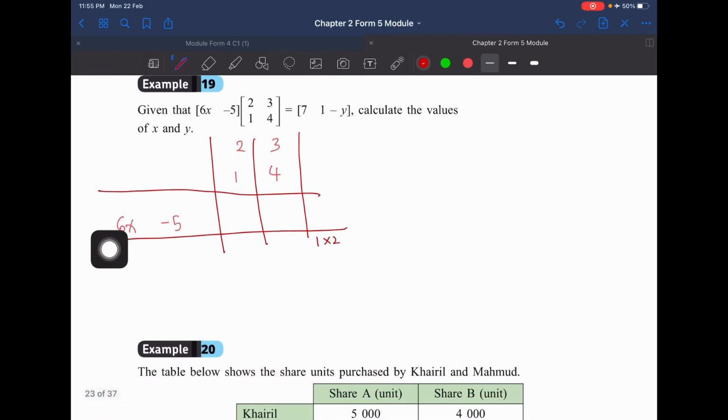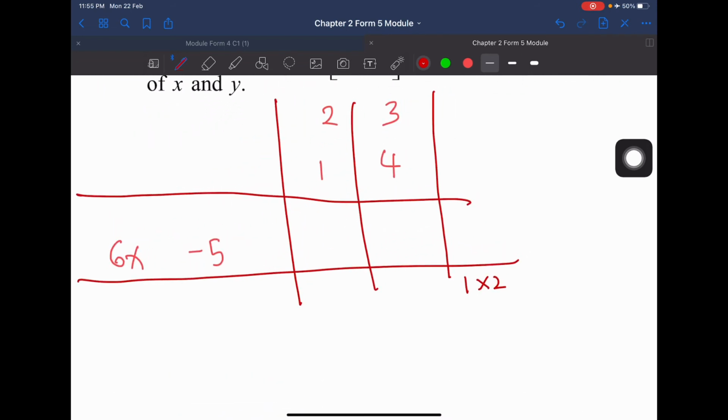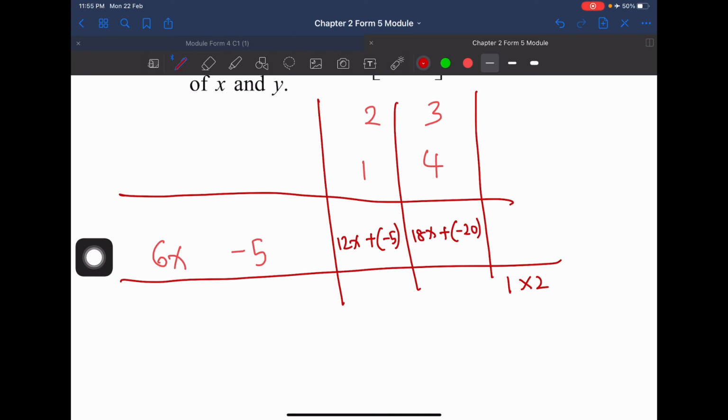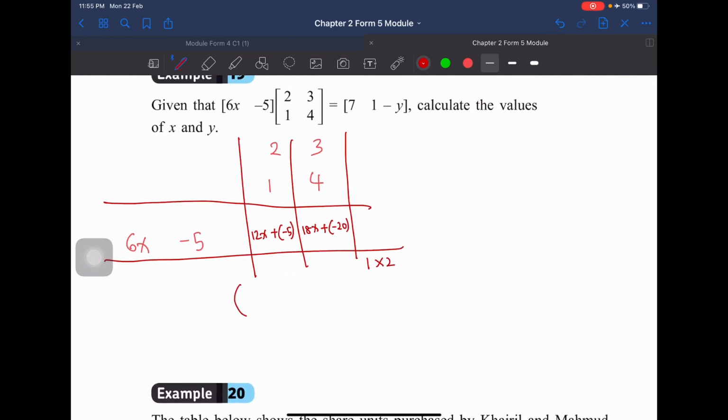Okay. So 6x times 2 is 12x plus negative 5 times 1 is negative 5. 6x times 3 is 18x, plus negative 5 times 4 is negative 20. Okay, so we know that the answer for this multiplication is [12x minus 5, 18x minus 20].